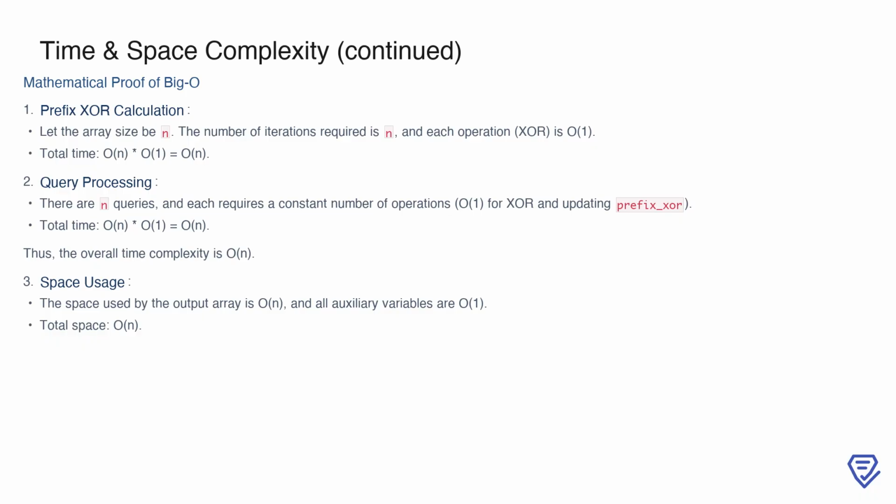For query processing, we handle n queries, each requiring a constant number of O(1) operations, one for calculating XOR with max_XOR and one for updating prefix_XOR. This gives another O(n). Adding both steps, the total time complexity is O(n). For space usage, the output array contributes O(n), and auxiliary variables like prefix_XOR and max_XOR only add O(1) space. Therefore, the overall space complexity remains O(n).